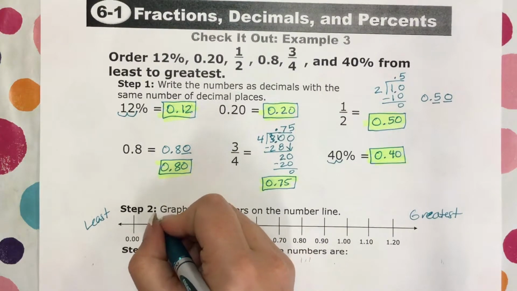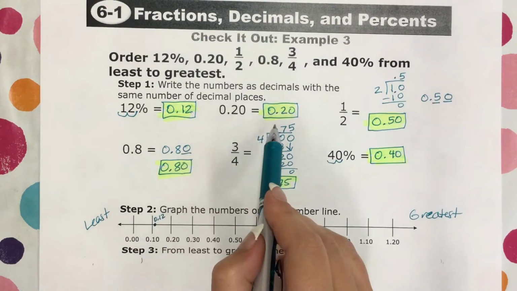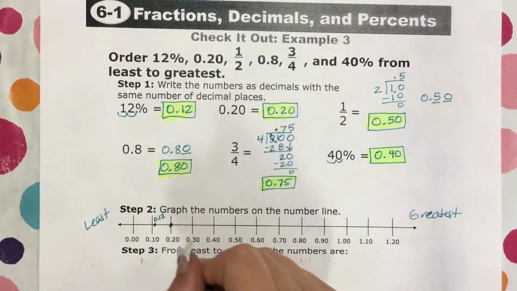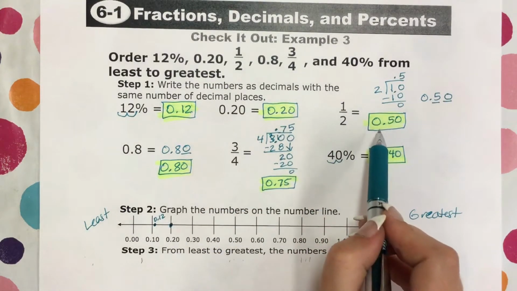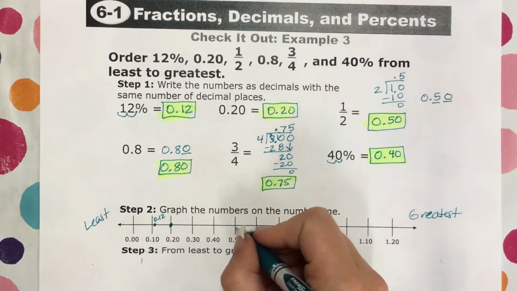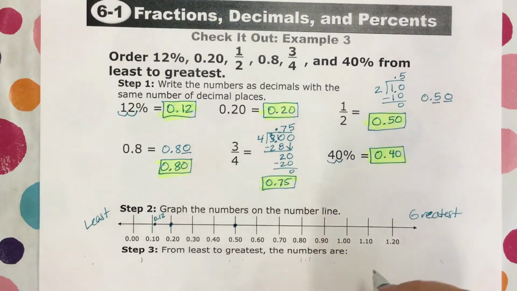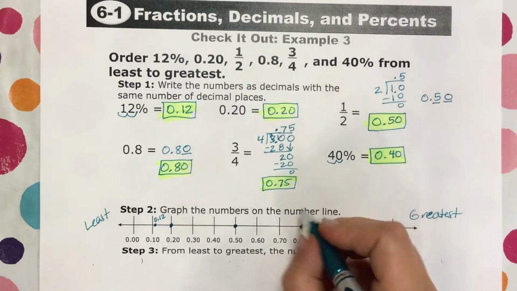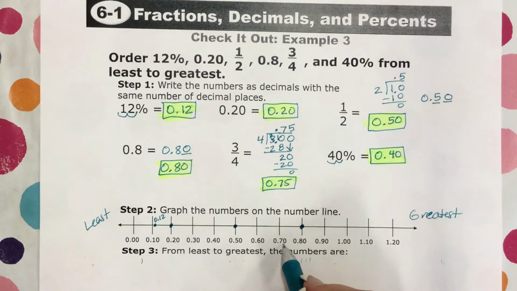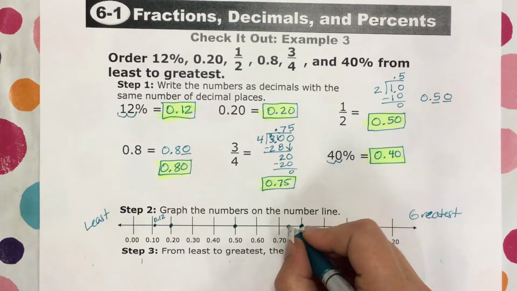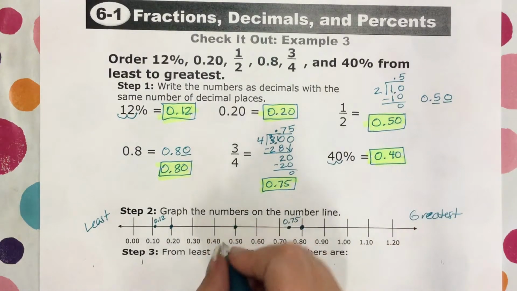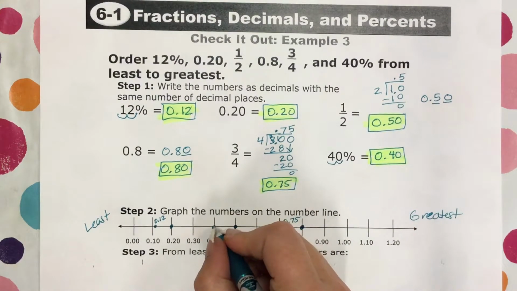That is 0.12. Then I'm going to move to 0.20. Pretty straightforward, that's just right there on 0.20. Then I'm going to go to 0.50, another one that's really nice. It's right there on 0.50. Followed by 0.80, which would be right here. Perfect. Followed by 0.75, which is halfway between 0.70 and 0.80. That is 0.75. And our last one, 0.40, would be right here on 0.40.